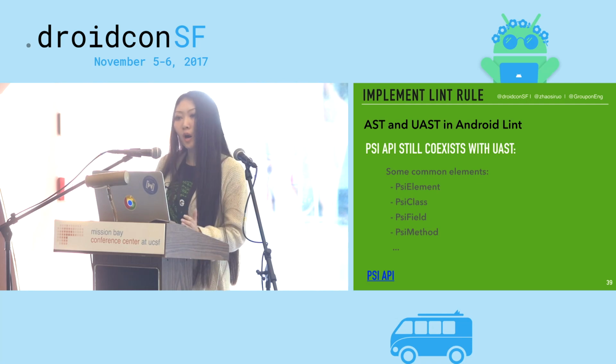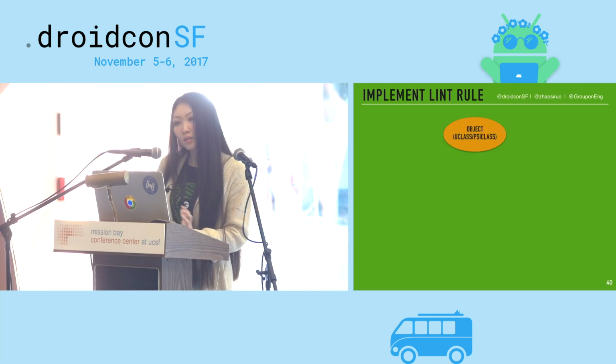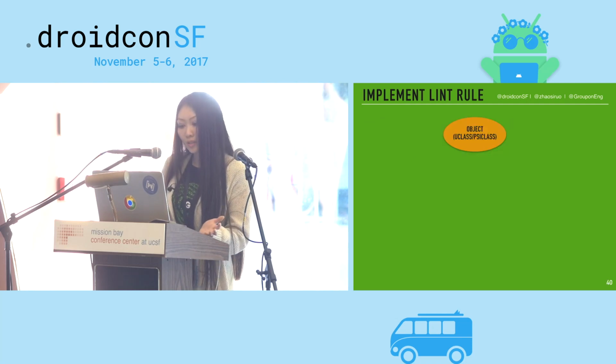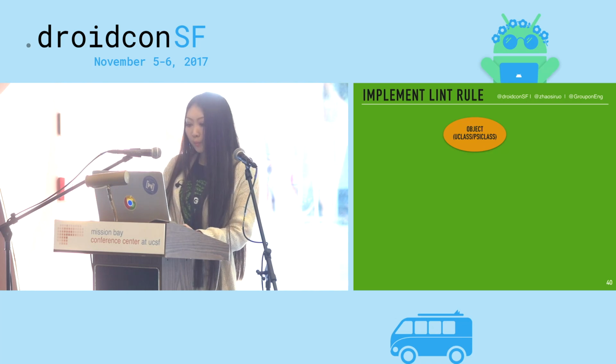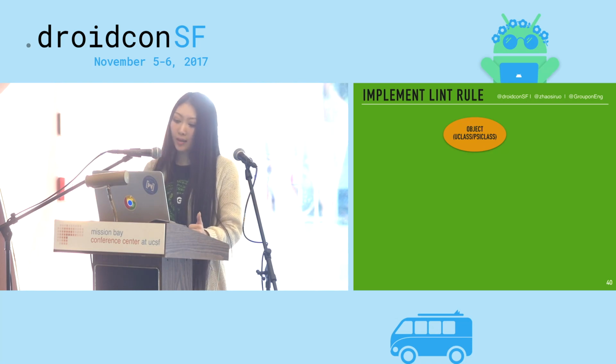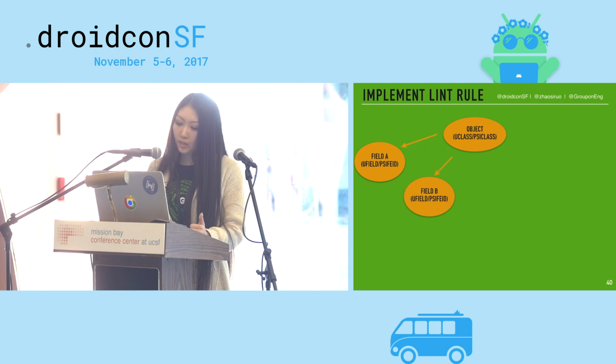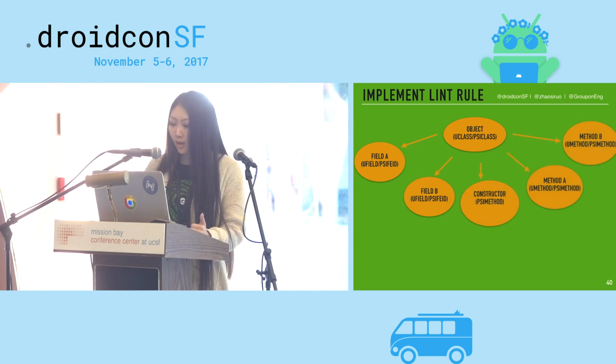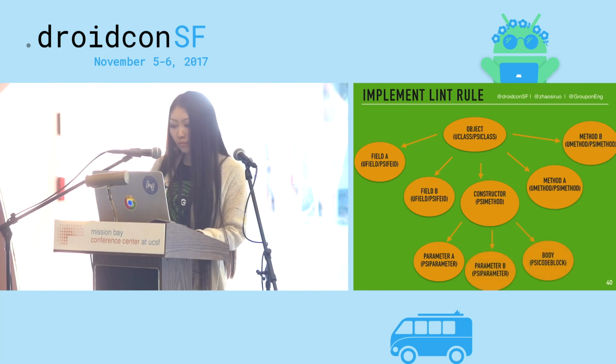And now let's go back to our constructor example. What does the tree or UAST look like for this example? Note the mixed use of PSI and UAST. So we have an object that probably has some fields, and the constructor, and some methods probably. And we're only caring about the constructor in this case, which might have some parameters, and in real life, it probably has a body as well.